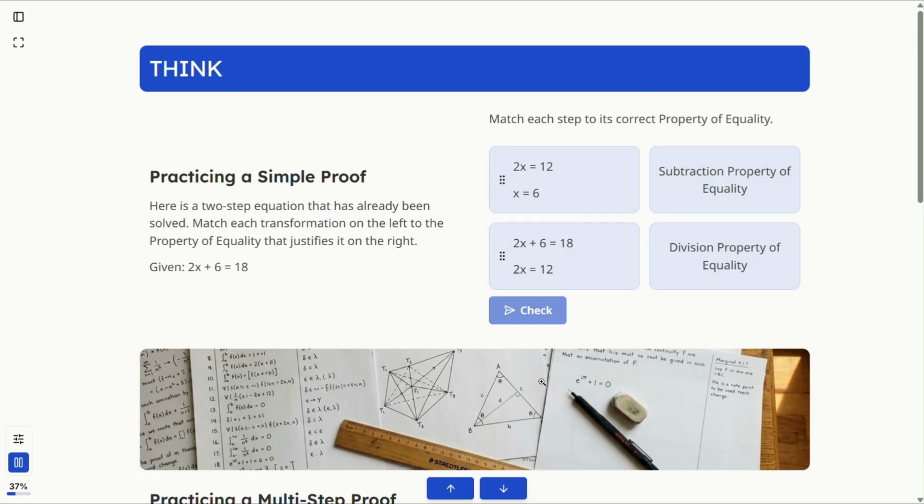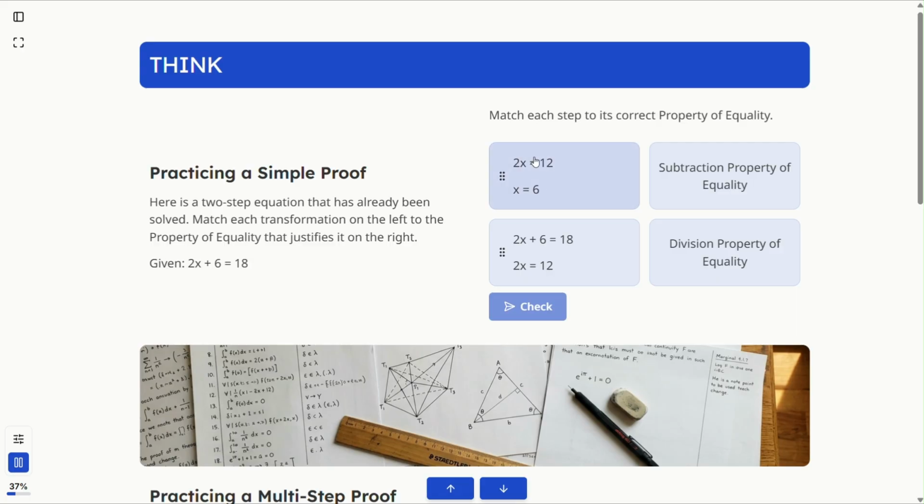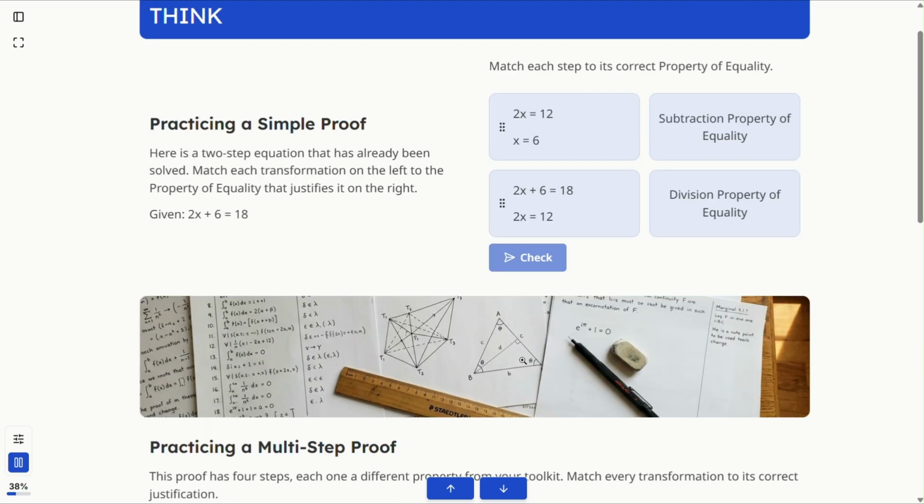Practicing a simple proof. Here is a two-step equation that has already been solved. Match each transformation on the left to the property of equality that justifies it on the right. Given 2x plus 6 equals 18. Match each step to its correct property of equality.